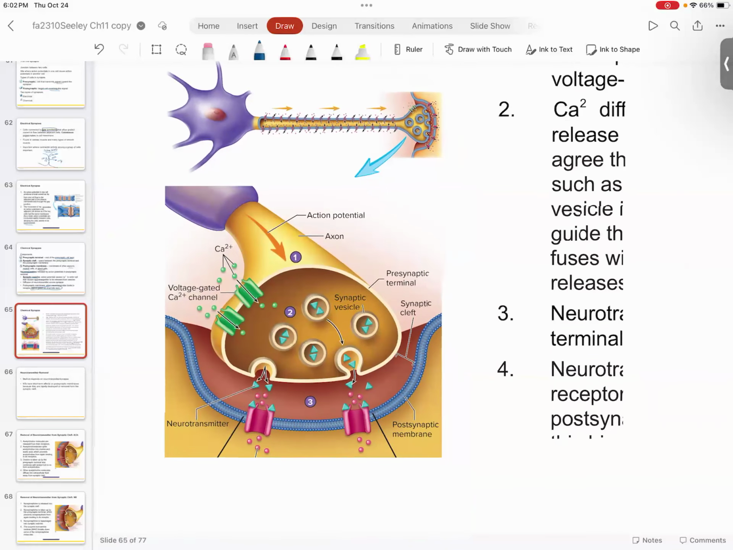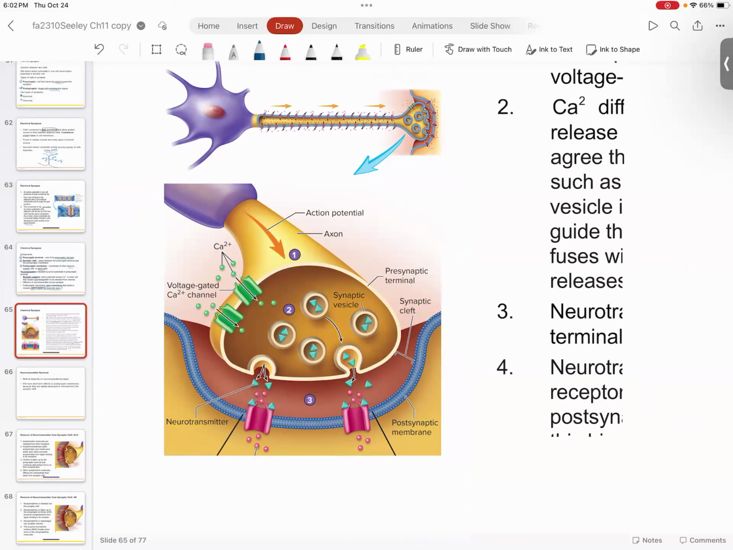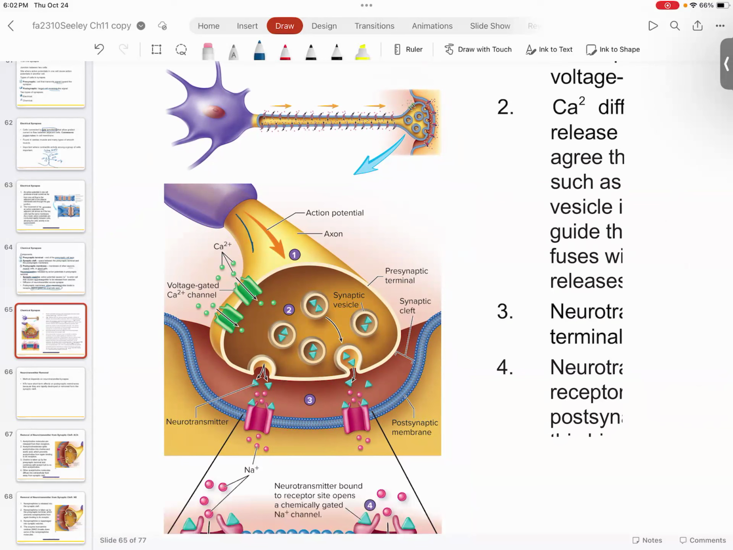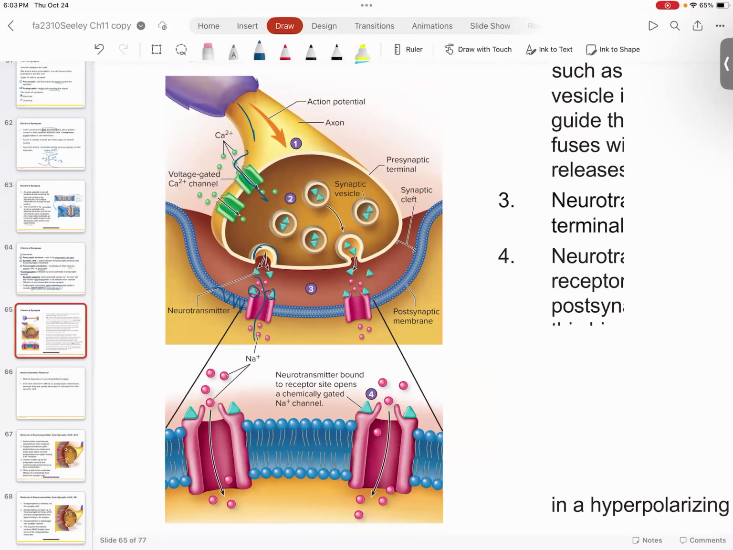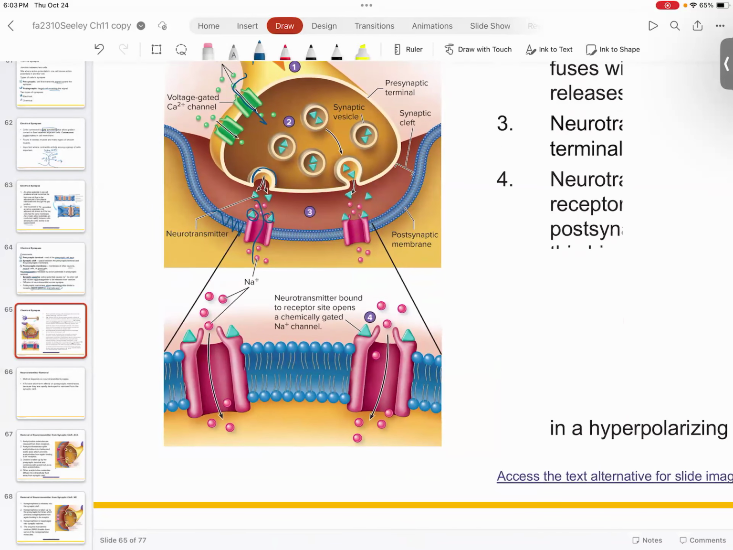This looks almost exactly like what we saw in chapter 9 because, well, it kind of is, right? Basically you've got your action potential coming through. It's going to trigger your voltage gated calcium channels, which will allow calcium to rush in, and that is going to signal these synaptic vesicles to fuse with the membrane of the axonal terminus, releasing the neurotransmitter, which will then bind to ligand-gated sodium channels on the postsynaptic membrane, allowing the inrush of sodium and the recreation of the action potential in the target membrane.